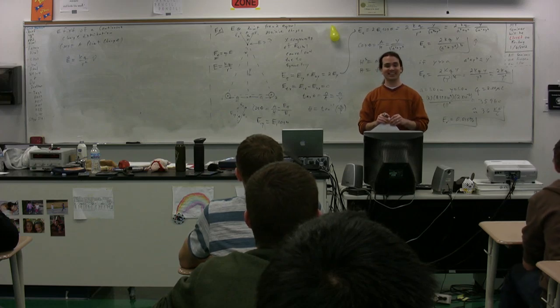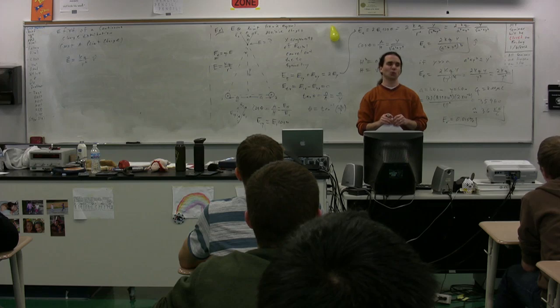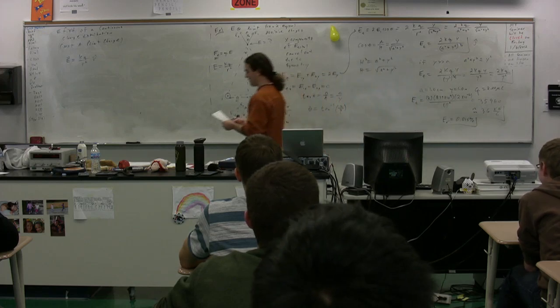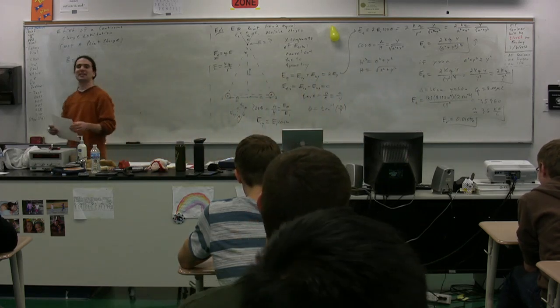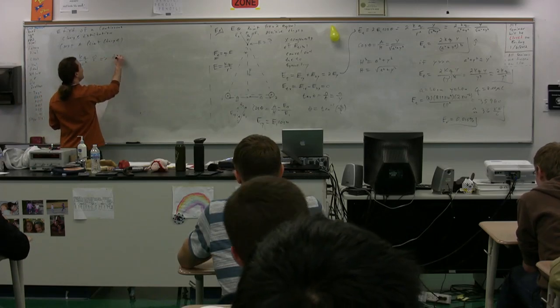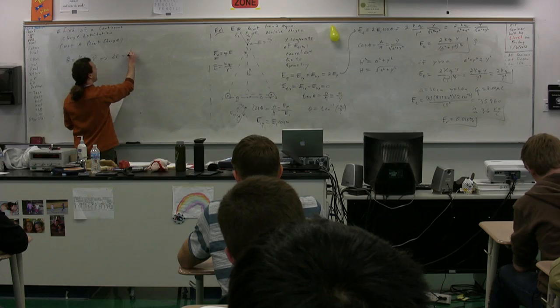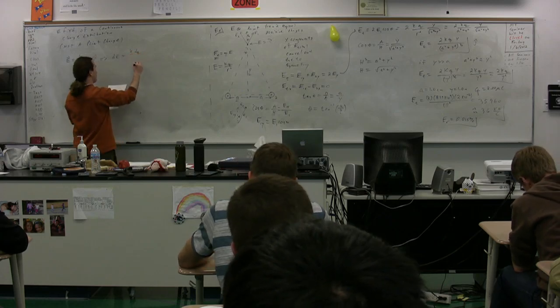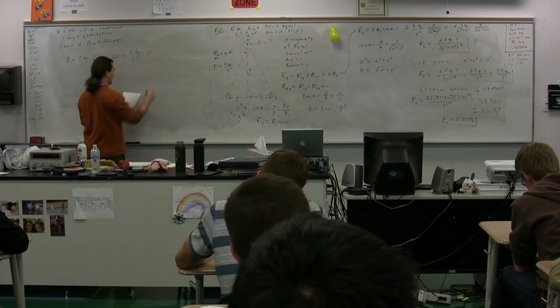Who wants to guess? dq. Okay. So we are going to have an infinitely large number of infinitesimally small charges dq. In other words, dE is equal to k times dq over r squared times unit vector r.